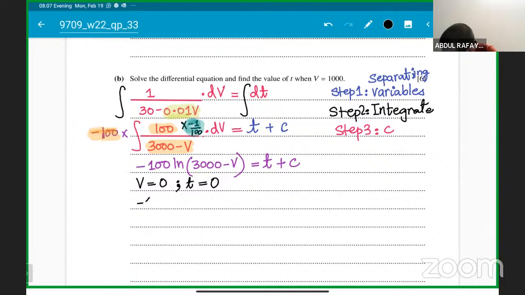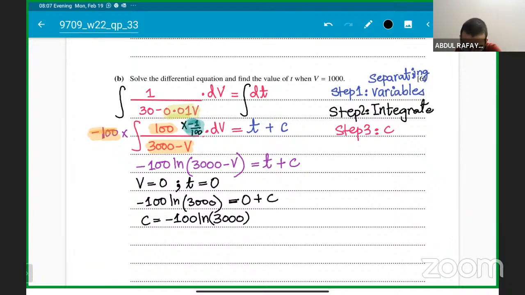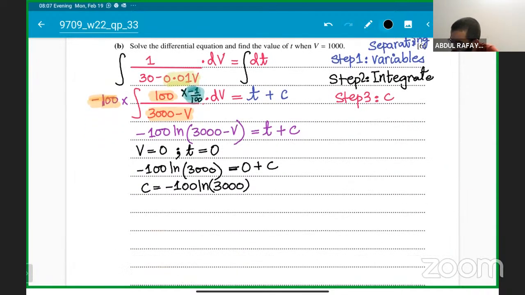So minus 100 times ln of (3000 minus 0) is equal to 0 plus C. So here we go, students. C will be coming as minus 100 times ln 3000. Let me know everyone got it clear. So now we can simplify and match it up. Minus 100 ln (3000 minus V) is equal to T plus C, that is minus 100 ln 3000. Any doubts, any questions, so we can simplify and solve.